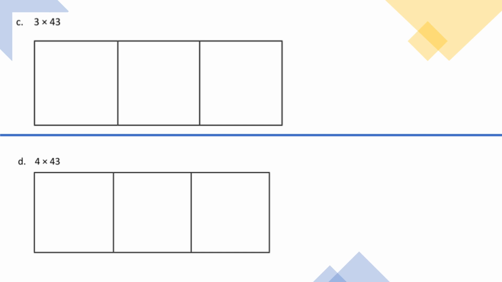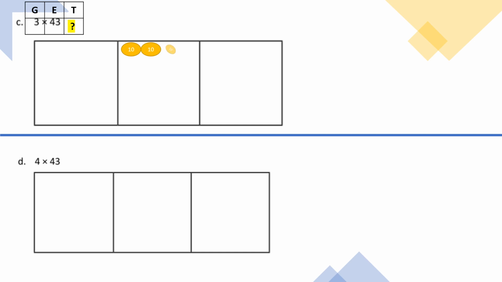Let's look at letter C. The equation for letter C is 3 times 43. Well, the first thing I want you to do is create a get chart right there above your equation for letter C. Now, because we have our get chart and we know that in equations that are multiplication, we should read it as rows times columns equals the total. So that means we should have 3 rows of 43. And we're going to create that in our place value chart.